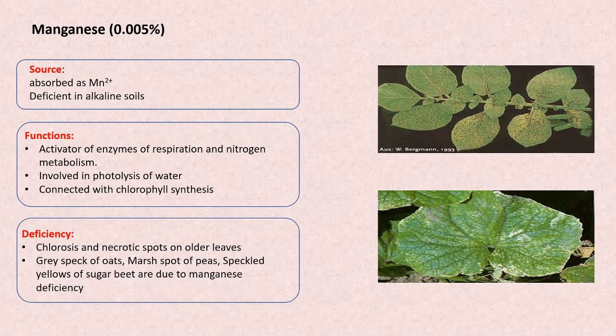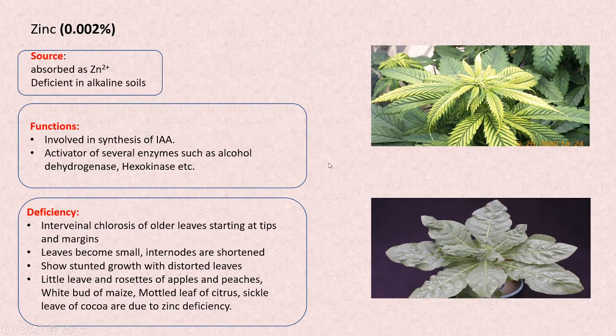And some of the diseases caused by this manganese deficiency are gray speck of oats, marsh spot of peas, and speckled yellows of sugar beet. So these are about the functions, availability and deficiency symptoms of the micronutrient, that is the manganese. Okay. Next one is zinc.